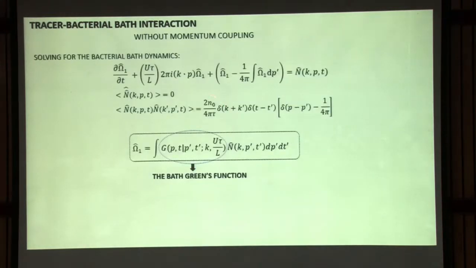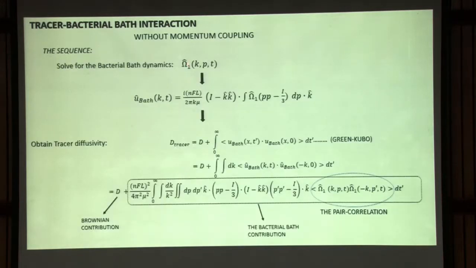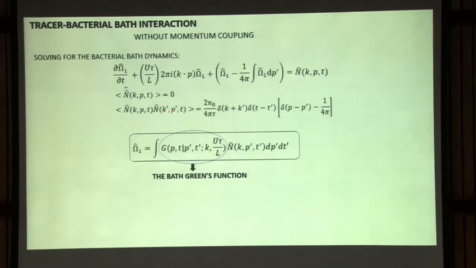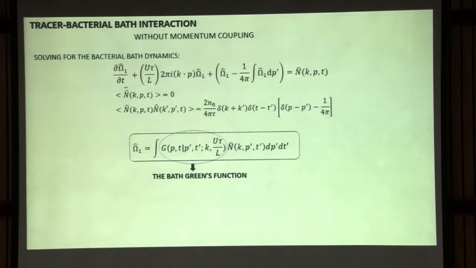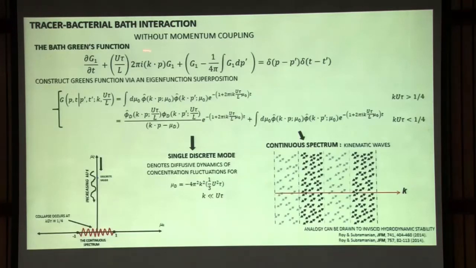Now I need to do the first step. That's the most difficult step here, and some of these details appear in my students' posters. You can solve the bacterial bath dynamics for arbitrary U tau by L. This is what you need to solve. It's an inhomogeneous equation, so you want to convolve the noise with the Green's function which satisfies a localized forcing. You generate a localized, impulsive forcing, and then convolve it with the noise to get omega 1. That can be done via a Green's eigenfunction superposition.